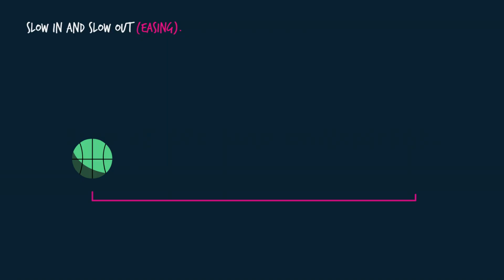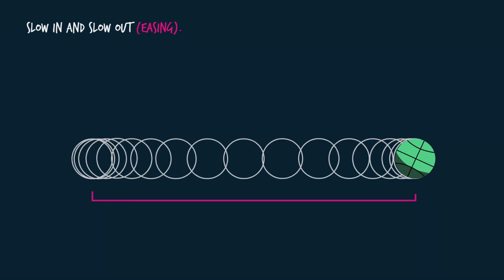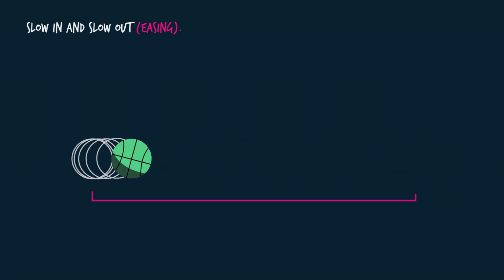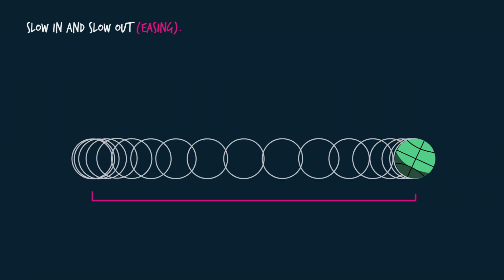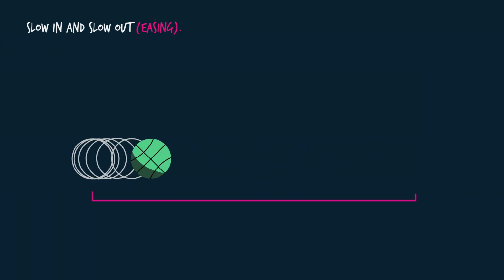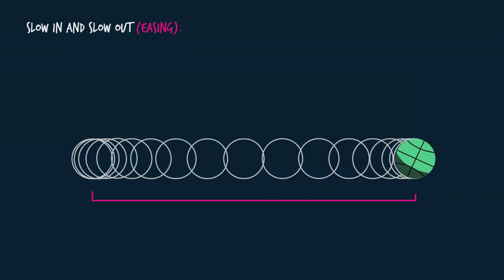Slow in and slow out, also known as easing. All actions need time to start and stop, to not feel stiff. And to convey this in our animation, we draw more pictures closer together to convey a slow movement. And as we space them apart, we get a faster movement. And in most cases here, it's important that we keep our drawings evenly spaced, or we'll get a very choppy movement.